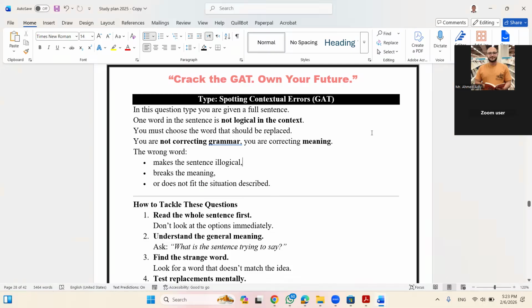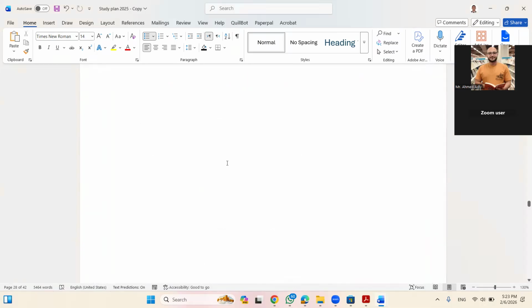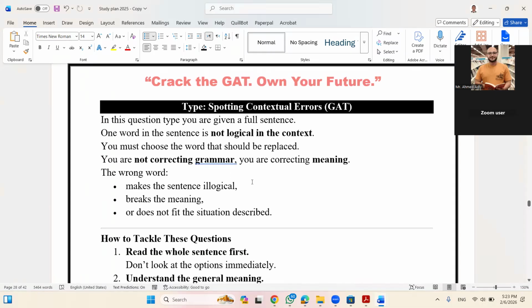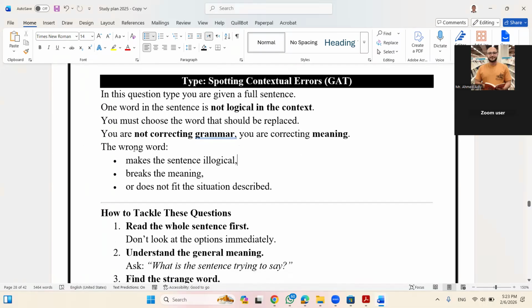In this lesson, we're going to study one of the most important questions, which is spotting contextual errors. What is spotting contextual errors? In this question, you will be given a full sentence, and then one word in this sentence is not logical in the context. One word does not fit the context. You must choose the word that should be replaced.